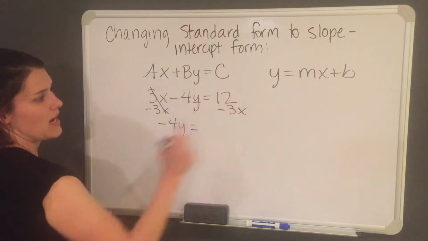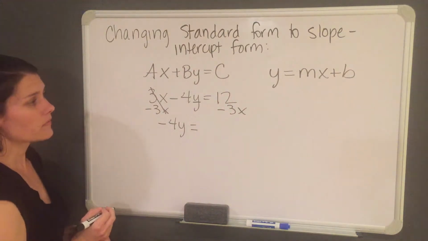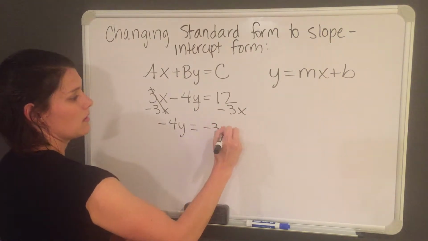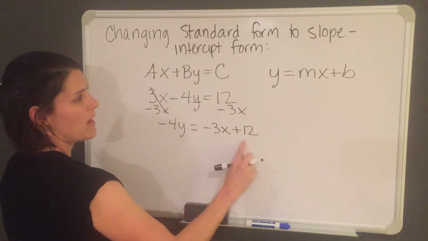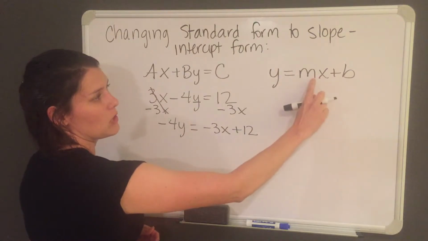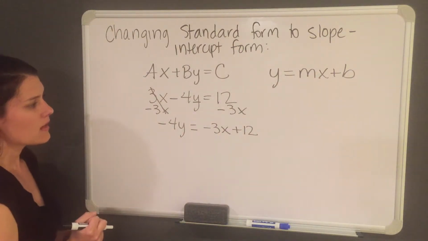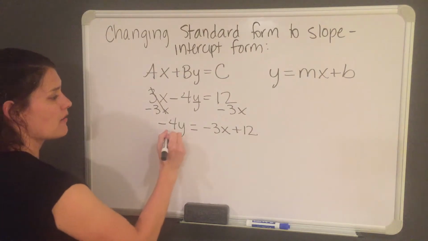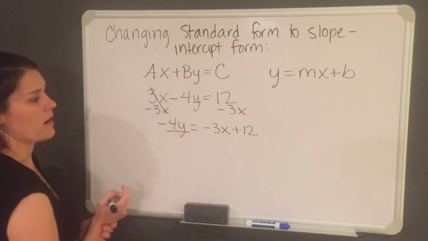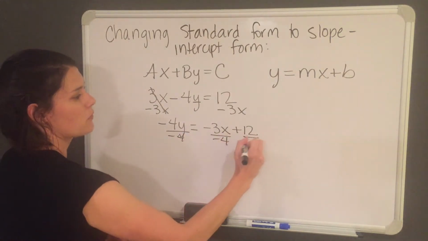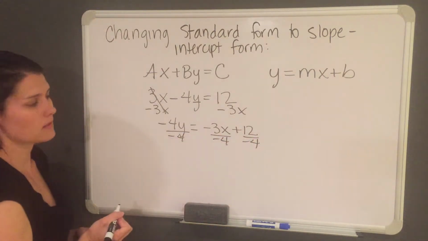These do not combine because they are not like terms. So I normally write the x term first. That way it is in the same order of slope-intercept form, which has the x term first as well. My last step is to divide everything by the coefficient in front of y. I'm going to divide every term by negative 4, and then I will reduce.